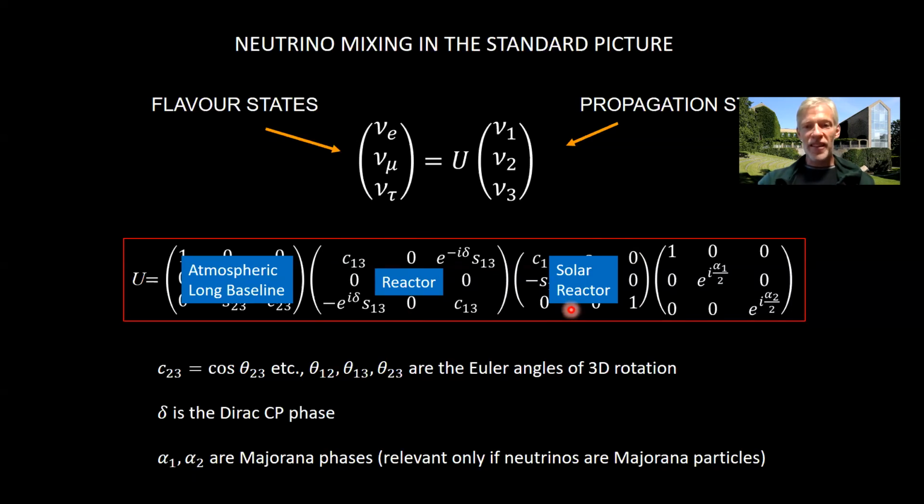The final block here in the mixing matrix, we have not yet measured. In fact, we don't even know if it's there or if this is just the identity matrix. The day we measure neutrinoless double beta decay, we know that this matrix is relevant, and of course we'll then also know that neutrinos are Majorana particles.